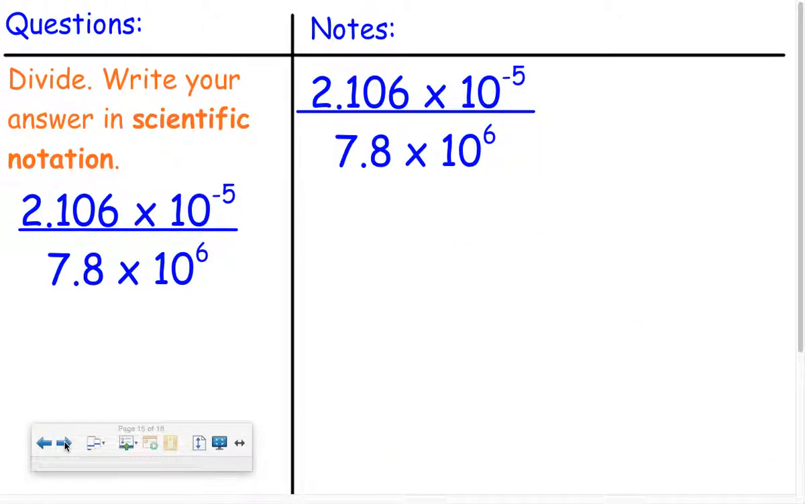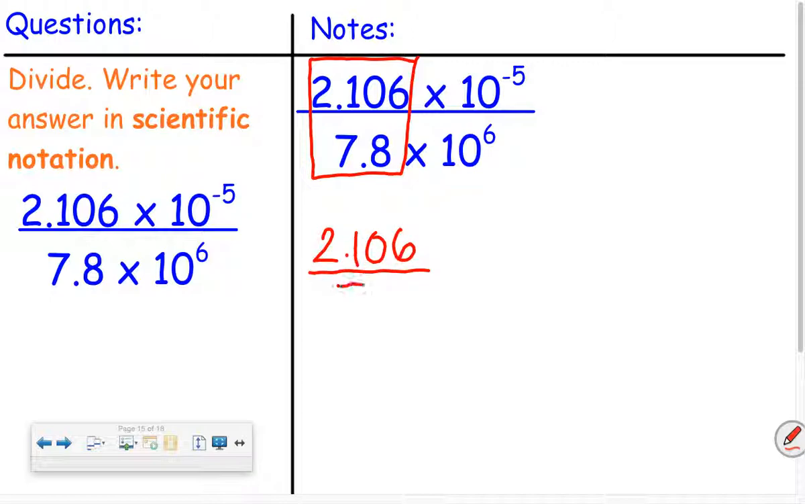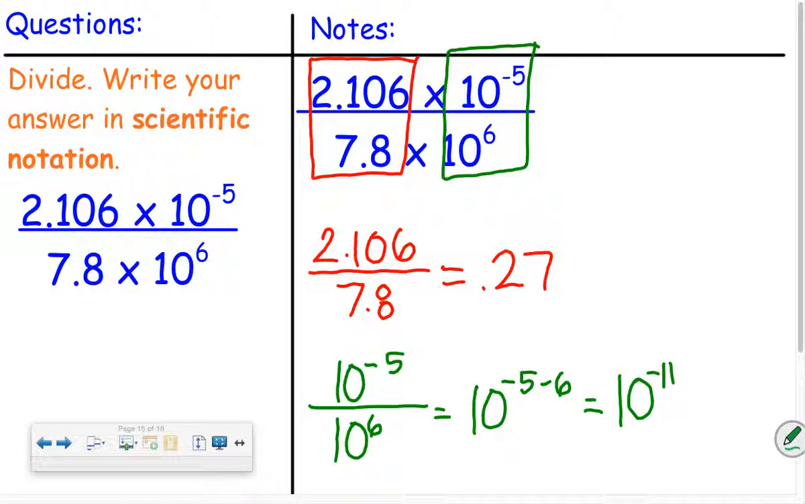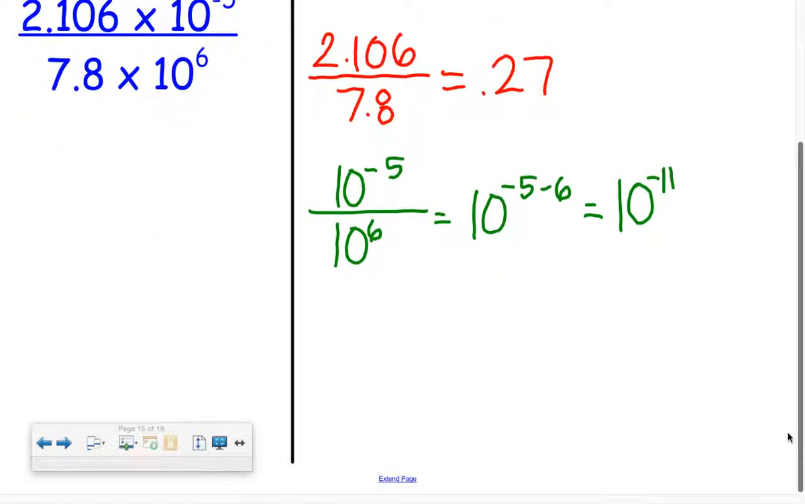And the last one. So 2.106 divided by 7.8 gives me 0.27. And then if I do 10 to the negative 5th divided by 10 to the 6th, I would subtract my exponents. So it would be 10 to the negative 5th minus 6, which is 10 to the negative 11th. So then if I put those two together, I have 0.27 times 10 to the negative 11.